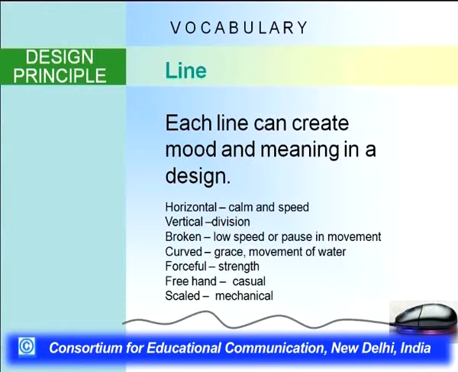Each line can create a mood and meaning of a design. If the line is horizontal, it can create the mood of calmness, calmness of the sea, calmness of the speed of an arrow. Vertical line is a division. A space is divided by the vertical lines. Broken lines. If the line is broken, it is not smooth, then it will show that it is going at a low speed and there is a pause in it.